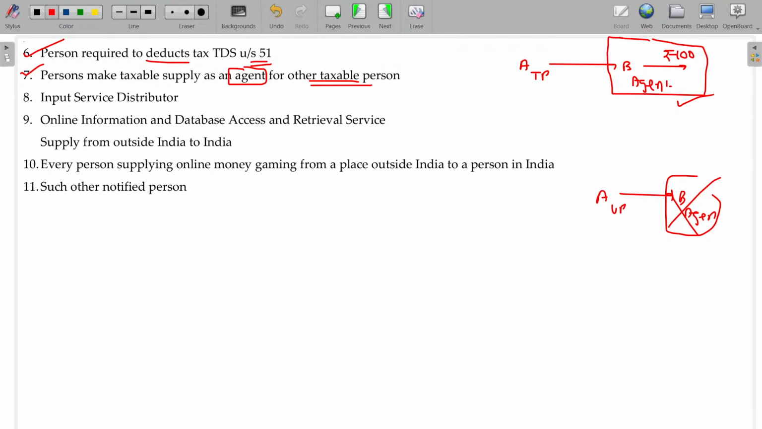only under section 24. And eighth being input service distributor. If you are doing the ISD, then also you need to be a registered person here. Now, let me explain ISD. Who is called ISD? Input Service Distributor. Okay.